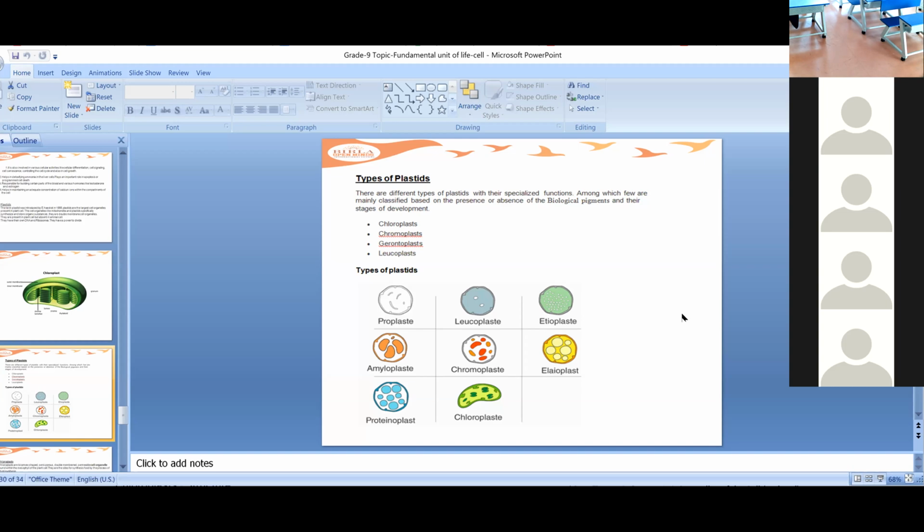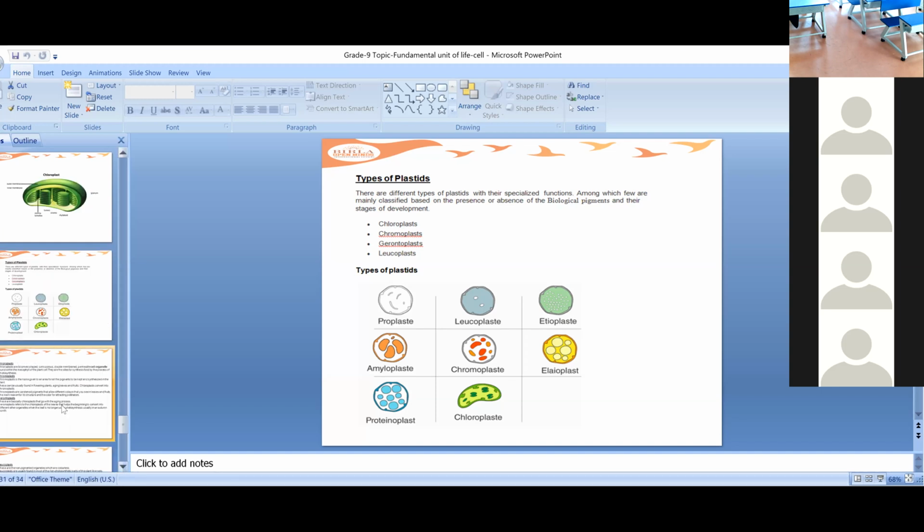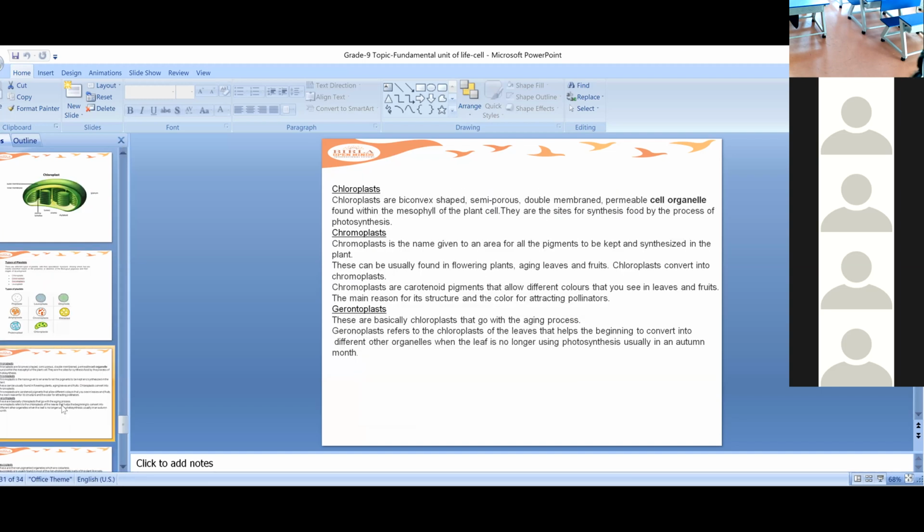Like chloroplast, it is a green color. It has green color pigment, so it is helpful for photosynthesis. It captures the sunlight, isn't it? If you see the different functions of this chloroplast, it is biconvex shape, semi-porous, double membrane.